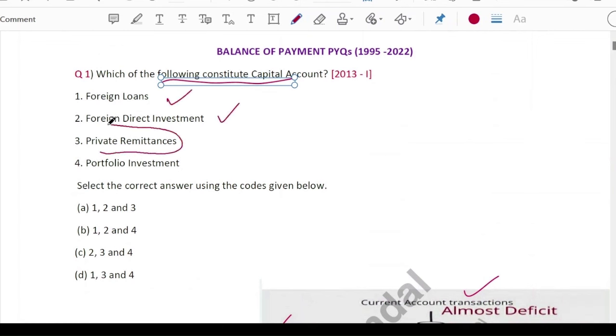We have seen here, portfolio investment, yes, this is also capital account. So, the answer is 1, 2 and 4.